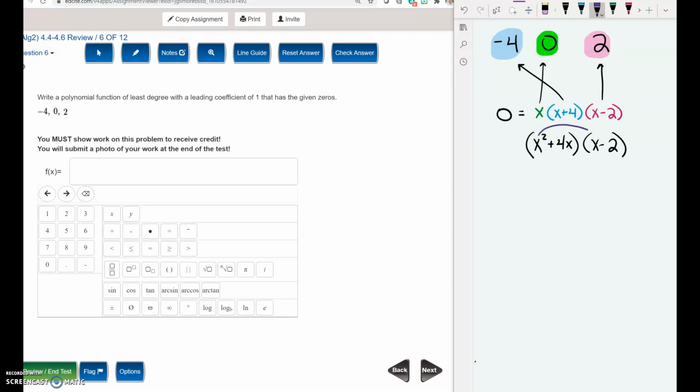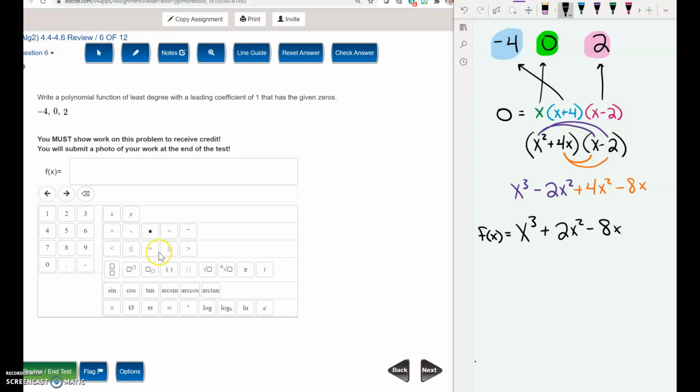So x squared times x is x to the third. X squared times -2 is -2x squared. And then 4x times x is +4x squared. 4x times -2 is -8x. We would combine our like terms there to get x cubed plus 2x squared minus 8x. So our final answer is f of x equals x cubed plus 2x squared minus 8x.